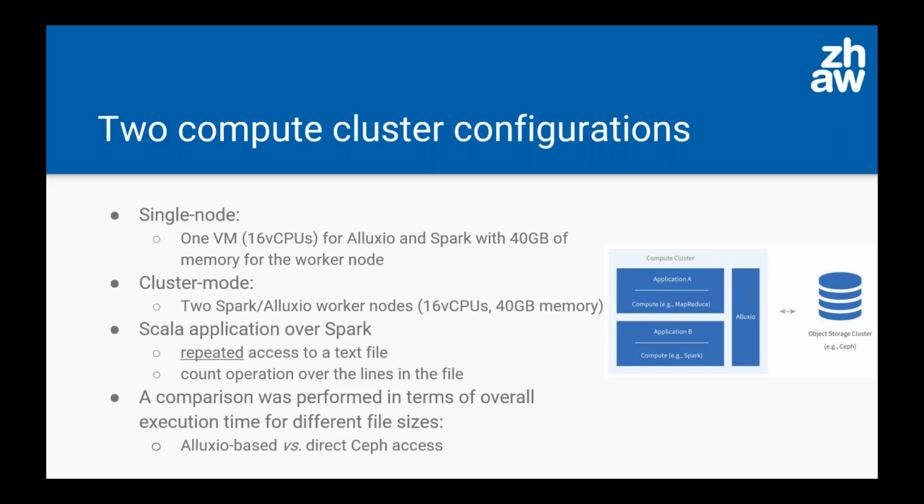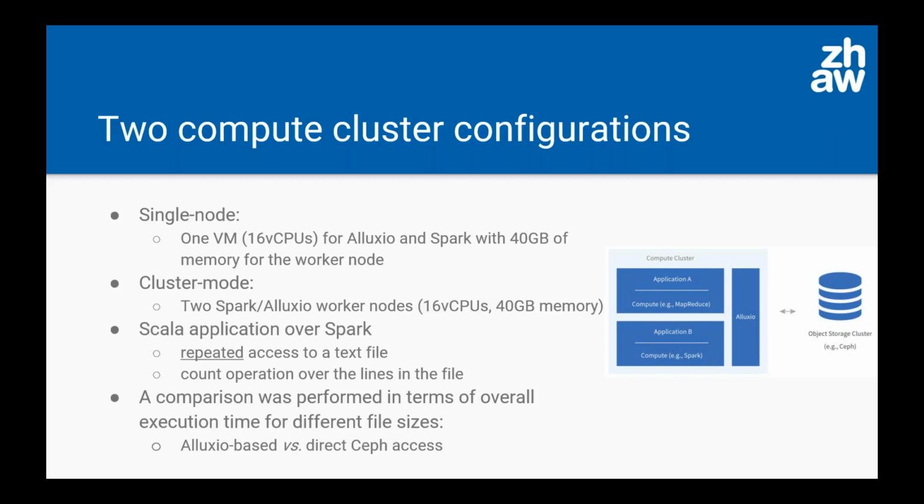The first one is the very simple one with a single node. So we had one VM. In particular, it had 16 virtual CPUs, and this was used both for Alluxio and for Spark. And for both of them, 40 GB of memory was allocated for the worker node. Later on, we tested a bit more complex scenario, cluster mode, still a smaller cluster, but in addition to the master node, we had two worker nodes with the same configuration, so 16 virtual CPUs and 40 GB of memory. And we compared the results of the two cases.